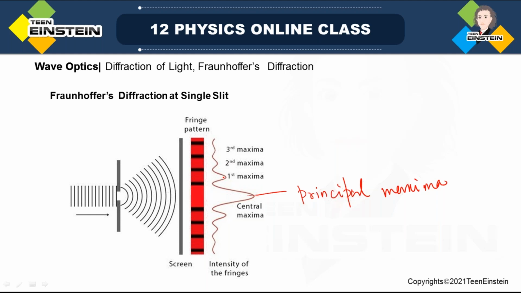The others are also maxima only. Here you will see brightness, and in between the brightness you will get darkness. This is the central bright fringe, and this is the first secondary maxima. Why secondary? Because it is not as intense as the principal maxima. We'll see why it is so. The angular width will be continuously decreasing, and at a very large distance you will see nothing.